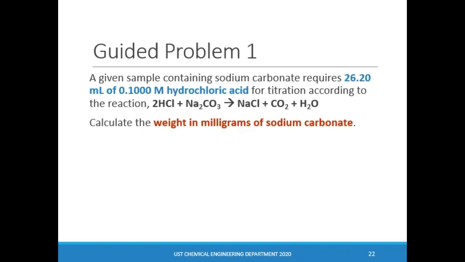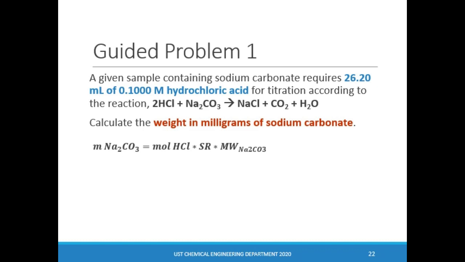I have already highlighted here the givens and the required. The balanced reaction is also provided. To solve this problem, first get the moles of HCl and then multiply it by the stoichiometric ratio to get the moles of sodium carbonate. And then finally, convert it to mass using the molecular weight.